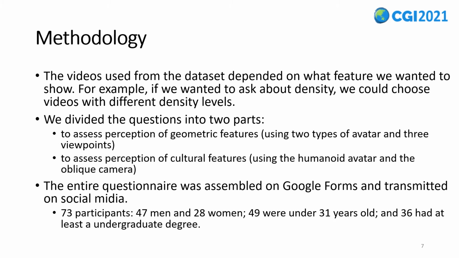We divided the questions into two parts: to assess perception of geometric features, using two types of avatar and three viewpoints, and to assess perception of cultural features, using the humanoid avatar and the oblique camera. The entire questionnaire was assembled on Google Forms and distributed on social media. There were 73 participants, 47 men and 28 women, 49 were under 31 years old, and 36 had at least an undergraduate degree.